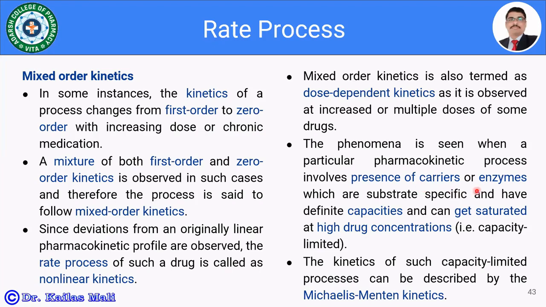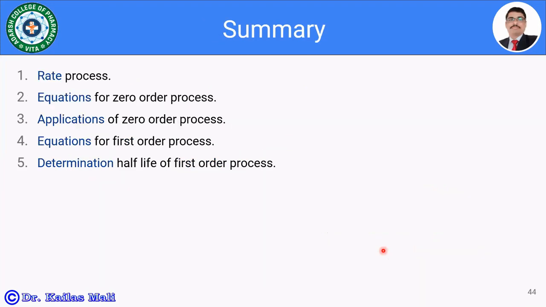Or in the case of enzyme kinetics, which are substrate specific and have definite capacities and can get saturated at high concentration, in such cases it is said to be capacity rate limited. And the kinetics of such a capacity limited process can be described by Michaelis-Menten kinetics or the Michaelis-Menten equation. So this is about mixed order kinetics.